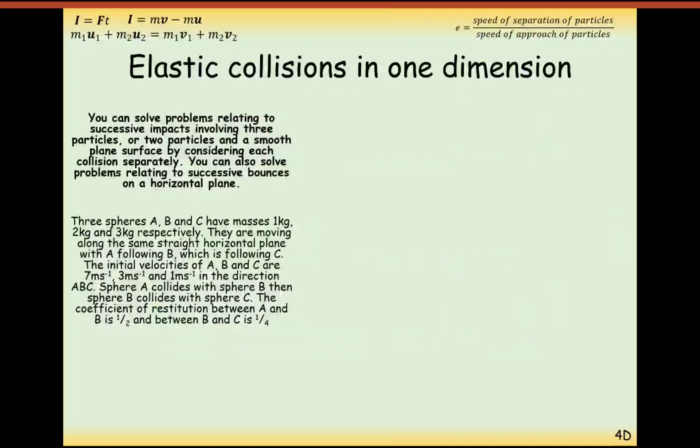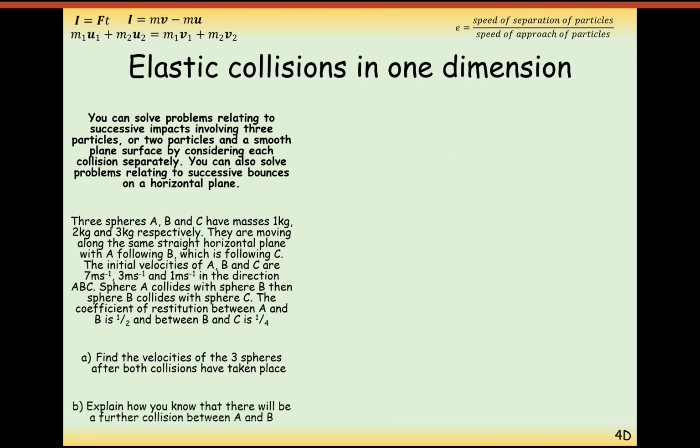this scenario. So in this question we have three spheres A, B and C, with masses 1 kilogram and 2 kilograms and 3 kilograms respectively. They're moving along the same horizontal plane, A, B, then C. The initial velocities of A, B and C are 7, 3 and 1 in the direction A, B, C. Sphere A collides with sphere B and then B collides with C. The coefficient of restitution between A and B is a half and B and C is a quarter.